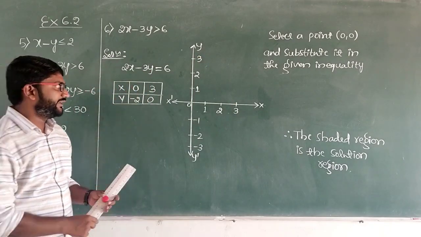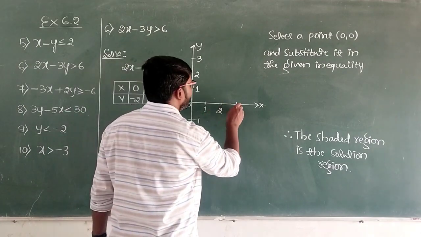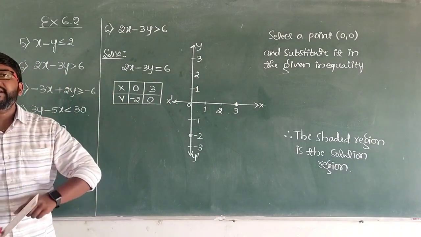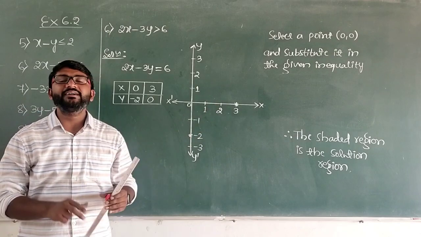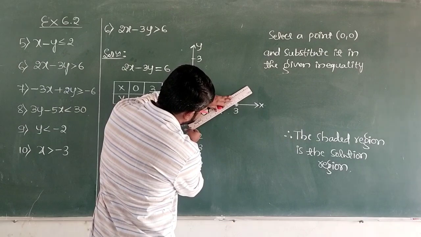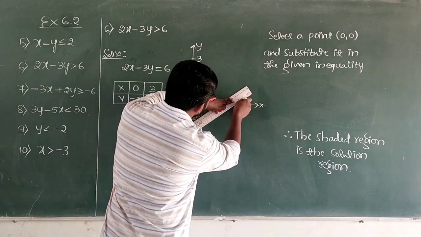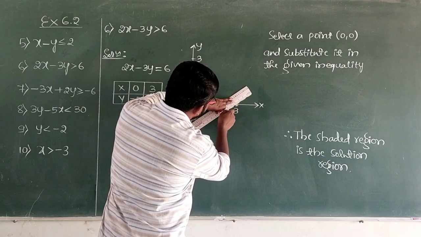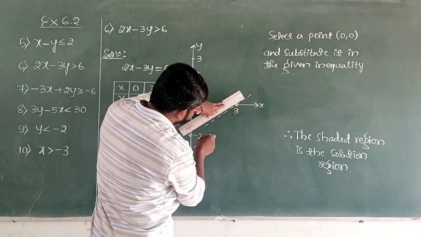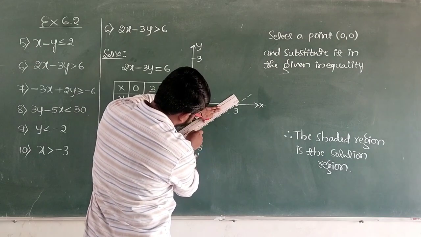0 comma minus 2. When x is 0, y is minus 2, it is this point. And then when x is 3, y is 0, it is this point. Since the given inequality is a strict inequality, we have to join these 2 points with the dotted line. Let us join them with the help of the dotted line. Whenever the inequality is a strict inequality, we should always join the points with the help of the dotted line. Don't go for the thick line.